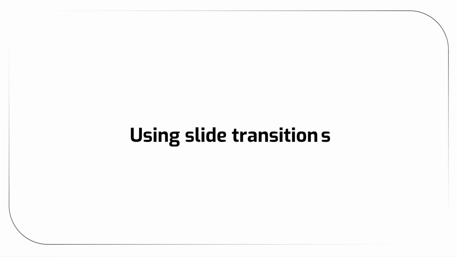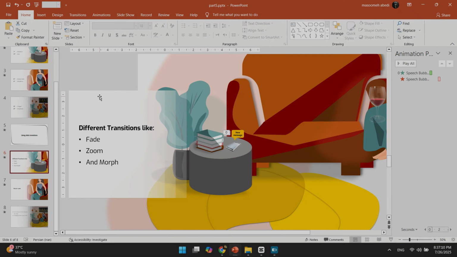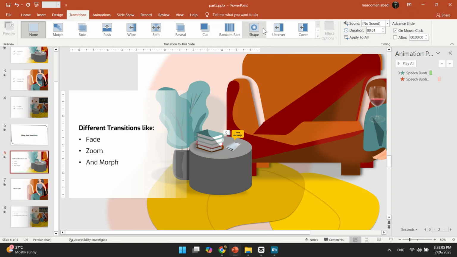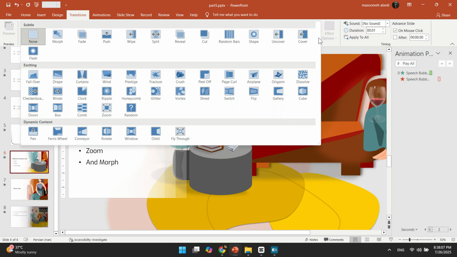Now let's talk about transitions. They are like in-between moments, and they don't affect individual elements, but they affect the whole slide. You can choose transitions from the Transition tab in the top ribbon. You'll see a variety of slide transitions like fade, zoom, morph, and so on. For example, for the first slide, I choose zoom.